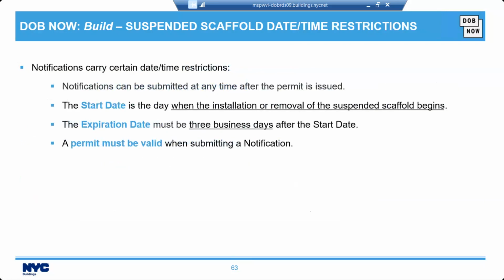Notifications carry certain date and time restrictions. Notifications can be submitted anytime after the permit is issued. The start date is the day when the installation or removal of the suspended scaffold begins. The expiration date must be 3 business days after the start date, and a permit must be valid when submitting a notification.